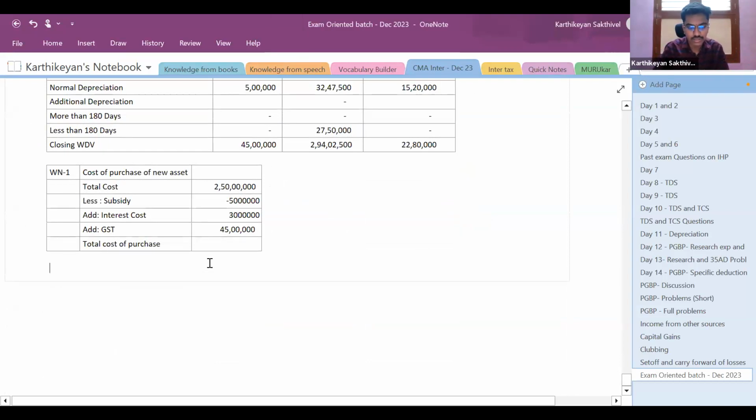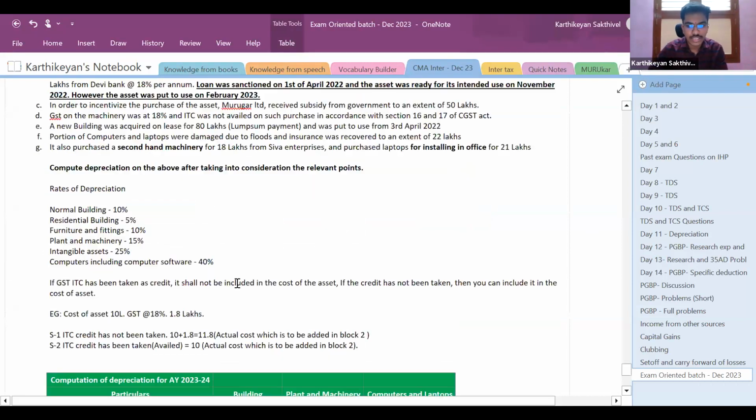I'll just put this 200 into 18% into 10 by 12. Correct? So 30. That is what is here. Okay. So 250 lakhs and then 30 lakhs. So what is the next point?